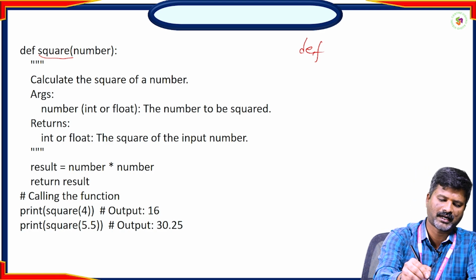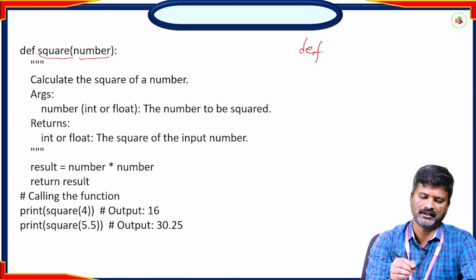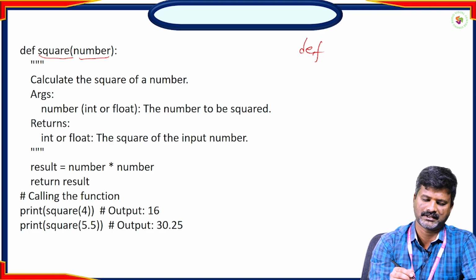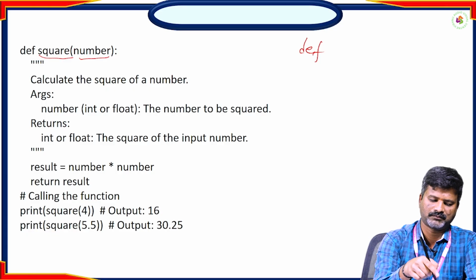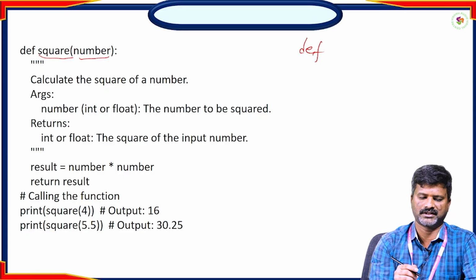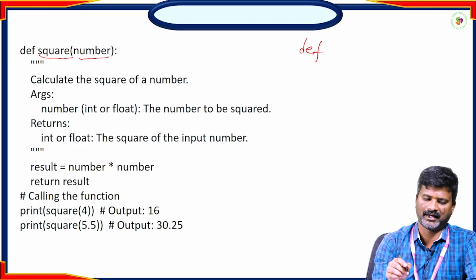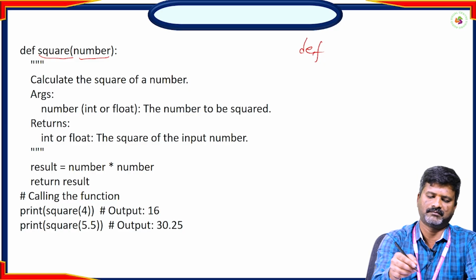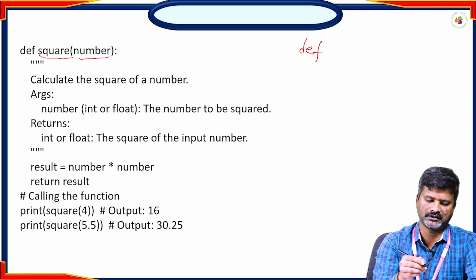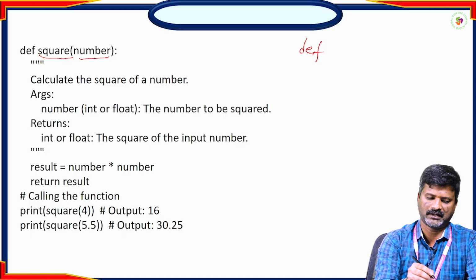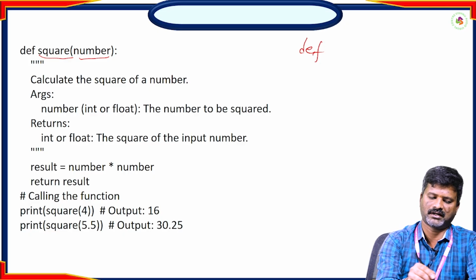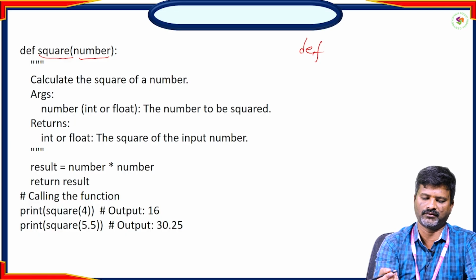I am passing one parameter. That parameter is a number, and I am defining some doc string related to this particular function. That is, calculate the square of the number. And what are the arguments I am passing? Whatever parameters you are passing, if you want to describe those parameters, you can write some doc string like number: this is an integer or a float type.